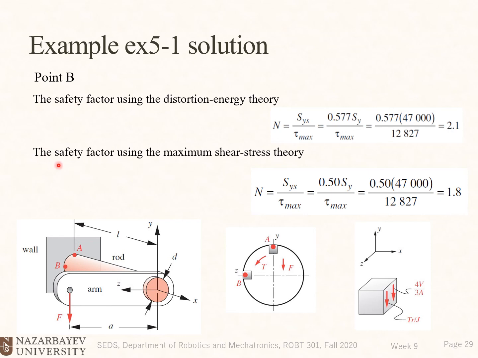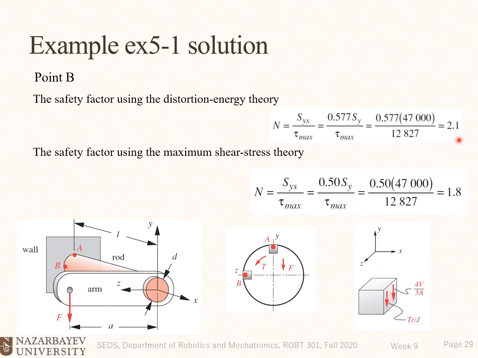The safety factor using the maximum shear stress theory is N equals Sys divided by tau max. Sys in this theory is equal to half of Sy, divided by tau max, and it comes to 1.8. I strongly recommend you again find the load line on a sigma 1 and sigma 3 coordinate system, and pinpoint your applied stress on this coordinate system and see if you are inside the von Mises ellipse or the hexagon.